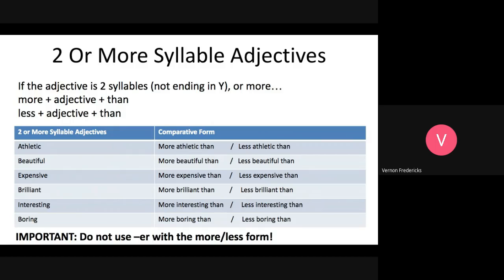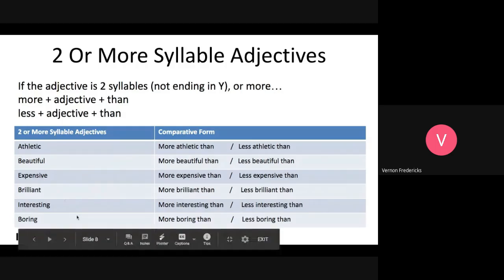Okay, so I hope you understood this now. Two or more syllable adjectives: if the adjective is two syllables or more and not ending in a Y, we add more plus adjective plus than, or, the opposite, less plus adjective plus than. Okay, students, let's continue.